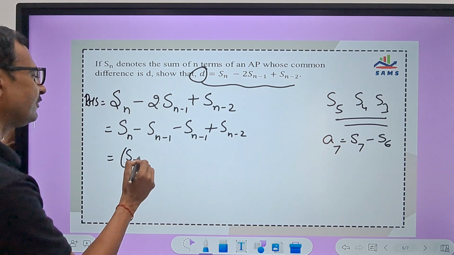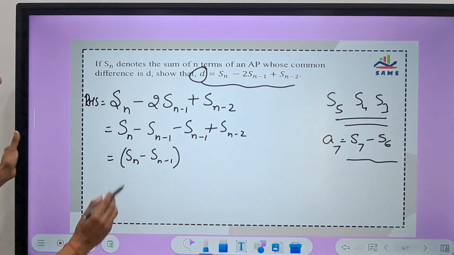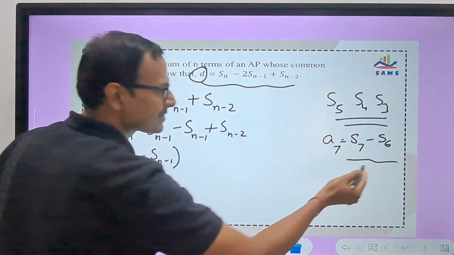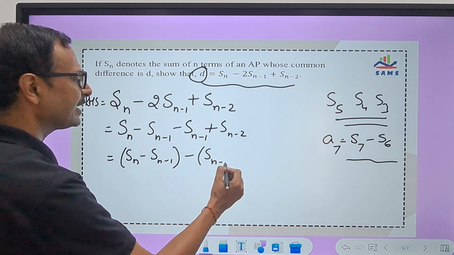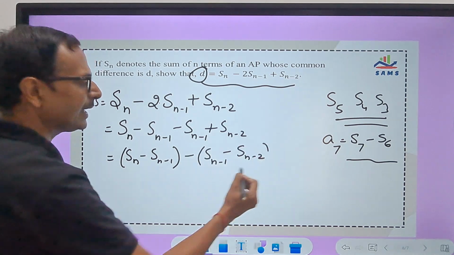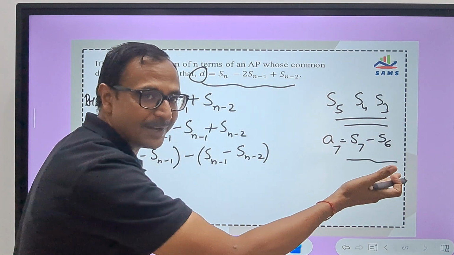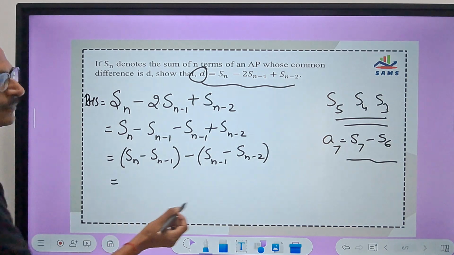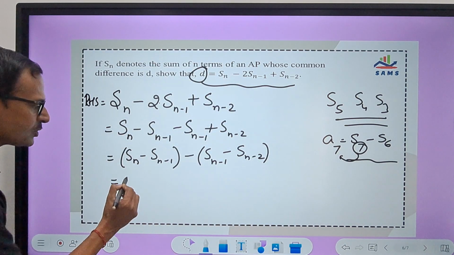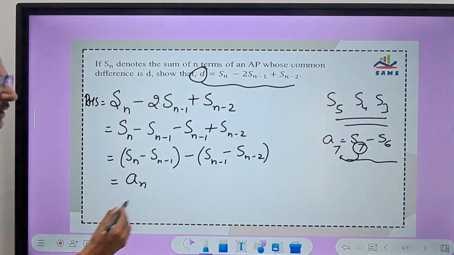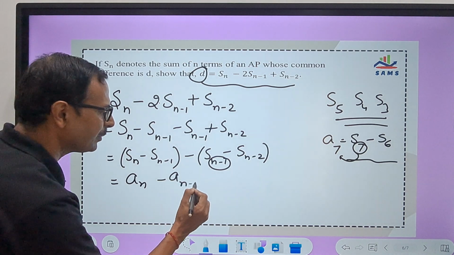Now, if you see the first two terms, don't they resemble this? See, n minus 1, 7, 6, right? And between these two, if I take the minus out, I will have Sn minus 1 and Sn minus 2, like this. And don't they resemble this? n minus 1 and n minus 2, they are also consecutive. So this becomes what? See, S7, so we get term number 7. Sn, so we get term number n. Minus Sn minus 1, so we get term number n minus 1.